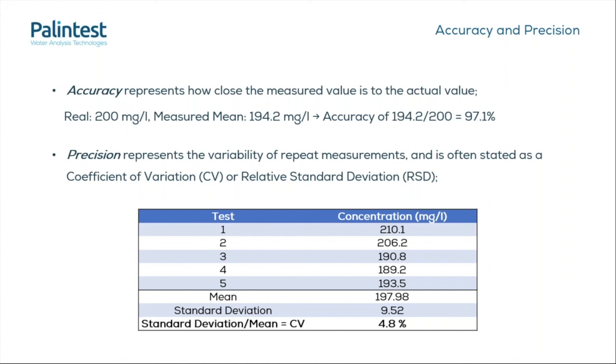If we look a bit closer at some of the test results, you can see that for test 1, we have 210.1 milligram per litre, and for test 4, we have 189.2 milligram per litre, for a mean value of 197.8. Even though we have these values, they are well within the acceptable bounds of the test, so perfectly acceptable for this batch of sensors.